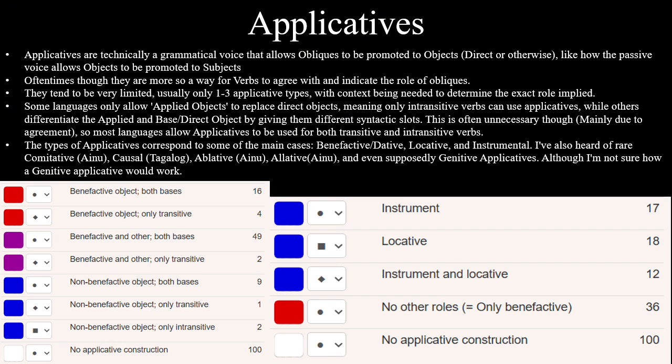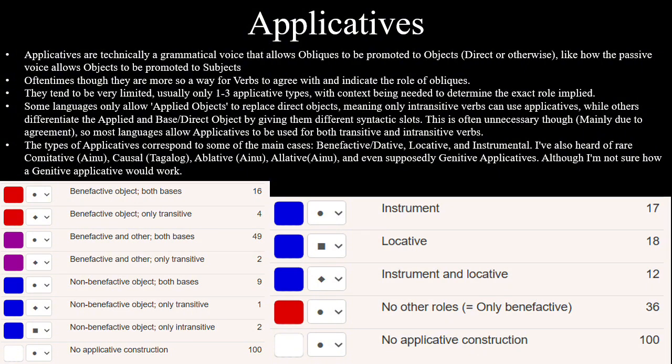Applicatives are technically a variety of grammatical voices that promote an adpositional phrase or oblique to the direct object of a phrase, similar to how the passive voice promotes a direct object to a subject. However, many languages can use this as a basis of allowing the verb to essentially agree with obliques. Some languages, when doing this promotion, oust the original object, thus only allowing the intransitive verbs to take applicatives, while others allow transitive verbs to take applicatives, making a distinguishment between the applied object and base object, very much mirroring the difference between an indirect and direct object.